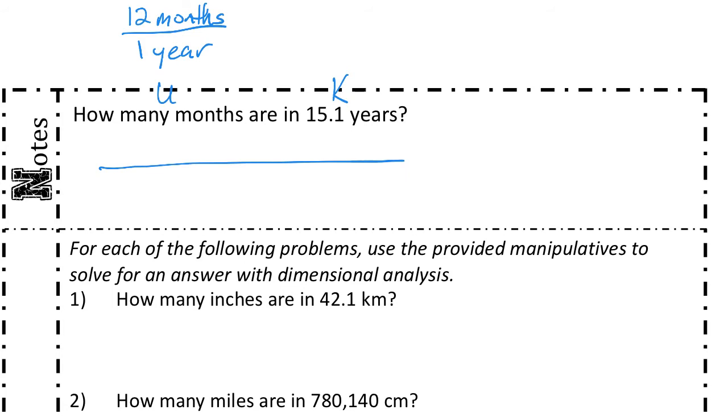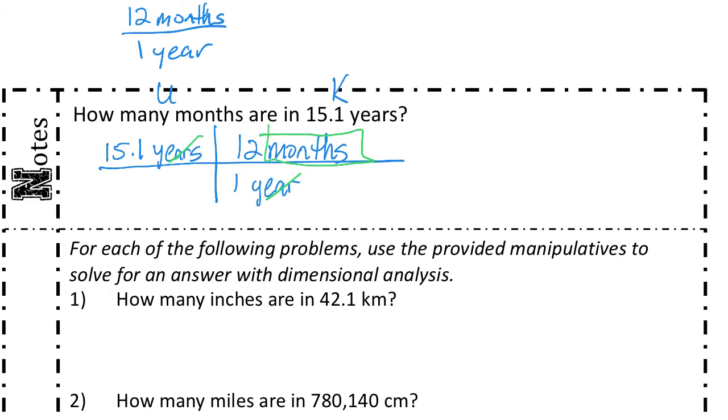So I start my table with my known, 15.1 years. Ready for my conversion factor: 1 year is equal to 12 months. My units are canceling off here. I'm left with months, which is what I need for my answer.